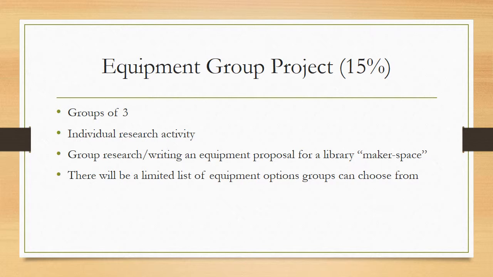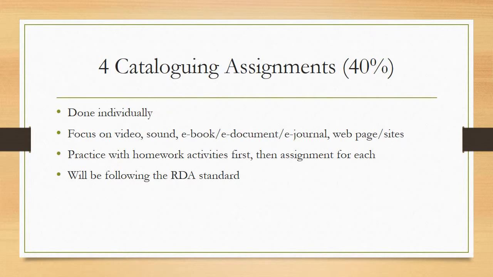We'll have an individual research activity as part of the project, and then as a group you'll be writing an equipment proposal for a piece of equipment for a library makerspace, and we'll provide a list of equipment options groups can choose from. The 4 cataloging assignments will be done individually, focusing on the different material types I already outlined in this video. You'll practice with homework activities first and then assignments for each, and of course we'll be following the RDA standard.